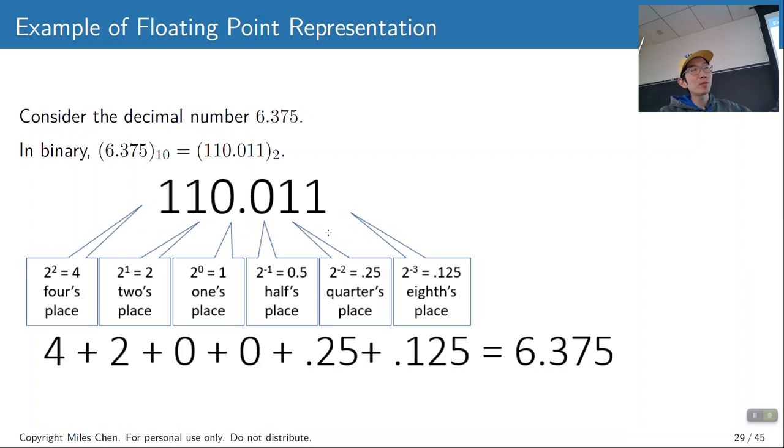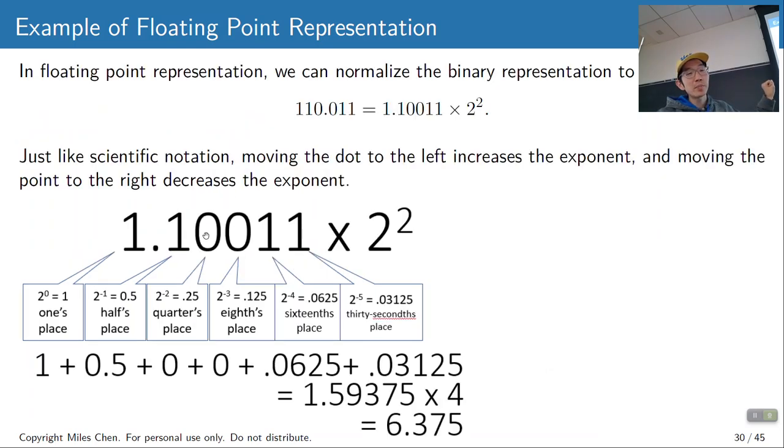Now, I want to represent this in binary scientific. So how do you represent something in scientific notation? You take the point and you move it over. We're going to move it 2 spaces to the left. So it's going to become 1.10011. So rather than 110.011, I have the same digits, but I just move that point 2 spaces over. And because I moved it 2 spaces over, I have to multiply it by 2 to the 2. The exponent's a 2 because that's how many spaces I moved it over, right?